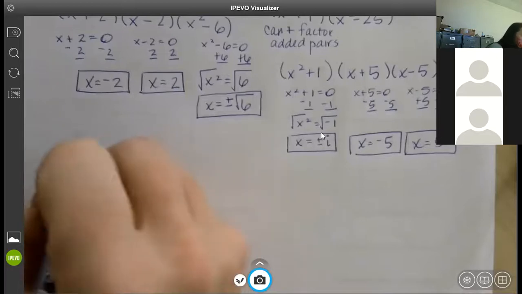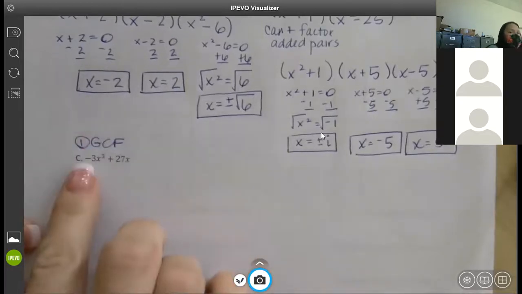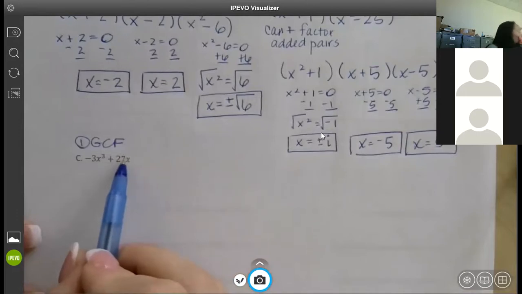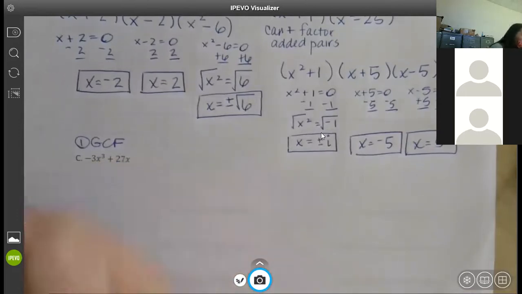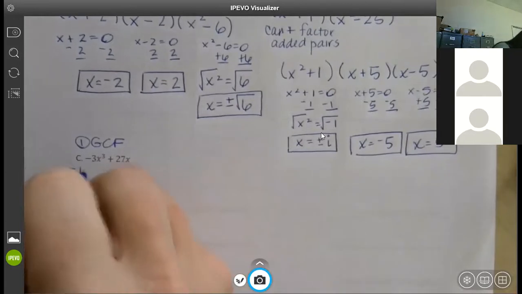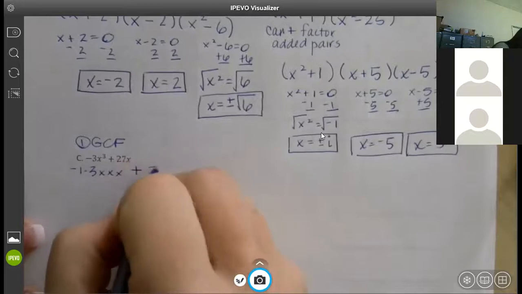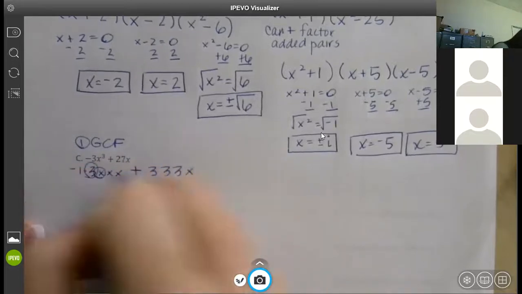We need to first pick out a GCF. If we look at this one, I don't ever want a negative in front. That makes it really hard to factor, so get rid of the negative. And then both of them have a factor of 3. 27 is divisible by 3. And they both have an x. If you can't see it, break it down. 27 is 3, 3, and 3, and x. So they have a 3 and an x.